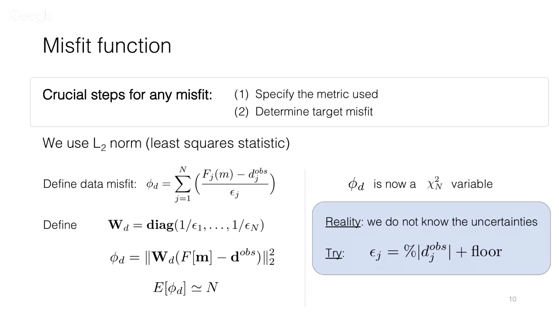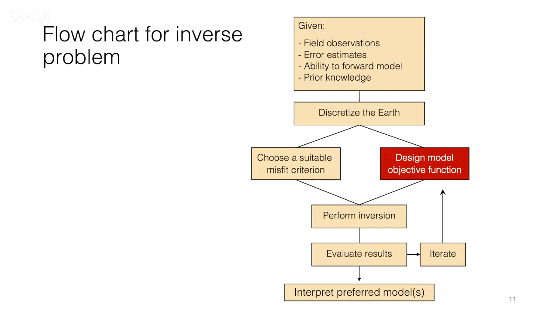I said before that we need to put something in here. You just have to do your best. Something like a percentage of the value plus a floor. You might choose to adjust that at some point later on. There's a whole bunch of things that can come in, but do something sensible and see how that works. So that's the misfit. Then we've got the model objective function.